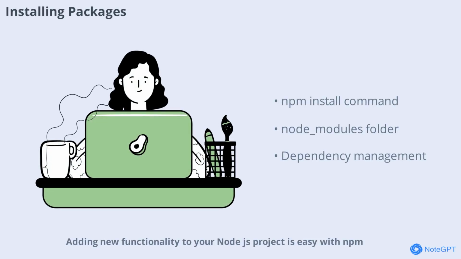Adding new functionality to your Node.js project is easy with npm. To install a package, use the command npm install package-name. The package will be added to your node_modules folder and listed in your package.json file. This makes it simple to share your project and ensure others can install the same dependencies with a single command.